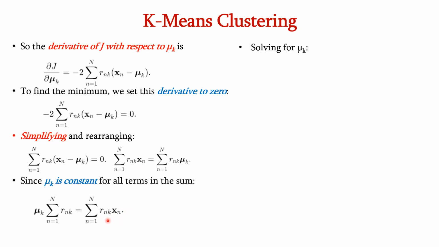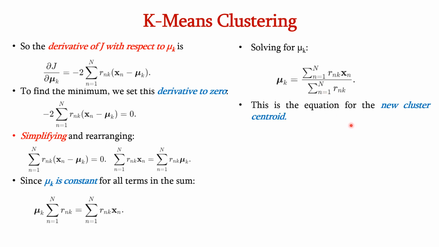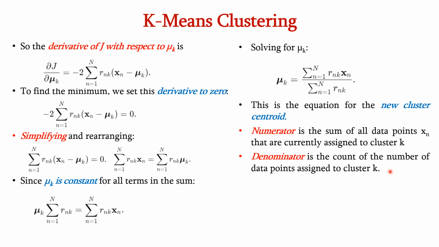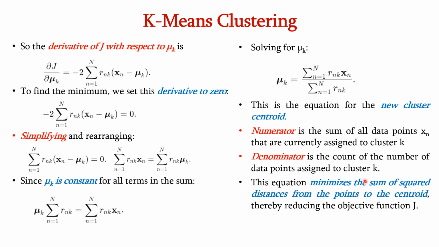Now let us solve for mu k. So this can be written as mu k is equal to summation of n equal to 1 to N, Rnk into xn, divided by, we can take this to the denominator, summation of n equal to 1 to N, Rnk. So this is the equation for the new cluster centroid. Thus we update the cluster centroid in the maximization step. The numerator here is the sum of all data points xn that are currently assigned to the cluster k. The denominator is the count of the number of data points assigned to the cluster k. And the equation minimizes the sum of squared distances from the points to the centroid, thereby reducing the objective function j.